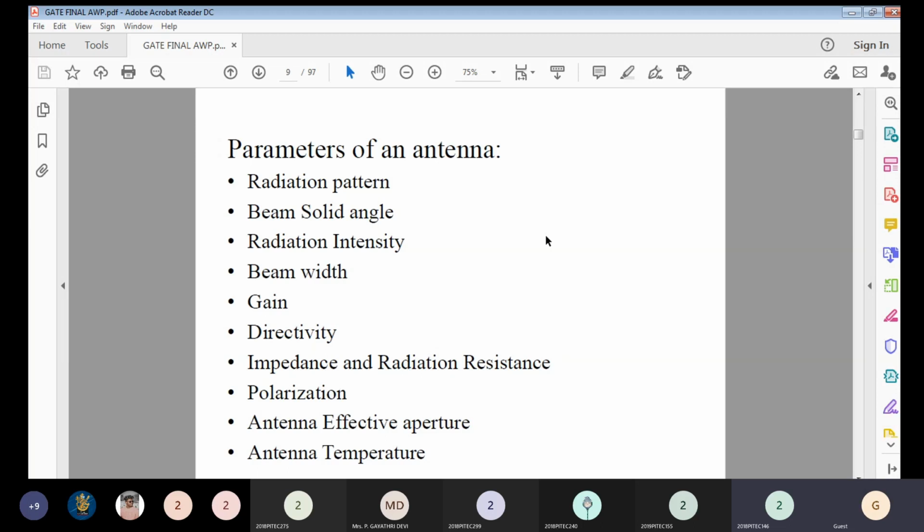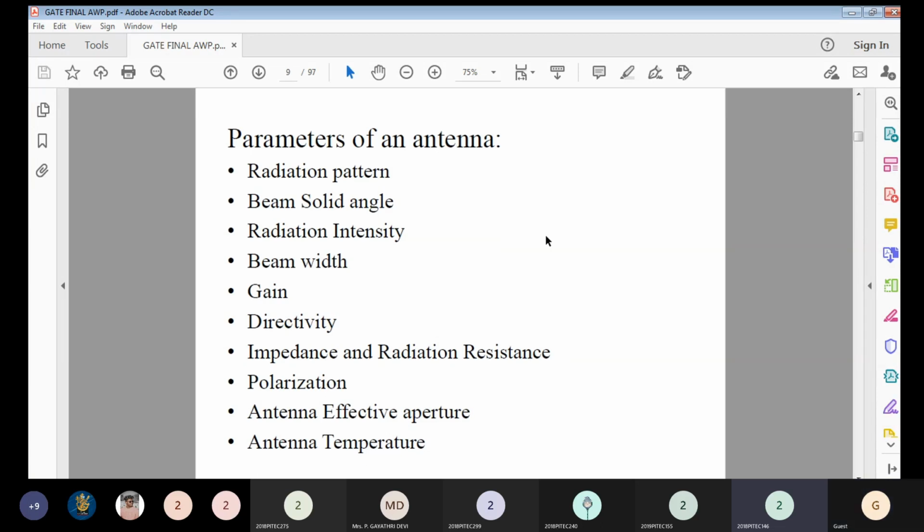Now we will see about them one by one, and for each one you should know the formula. Definitely you should keep the formula in your mind, so that if any question from GATE or any other exam arises, you can get the proper answer. If the formula is correct, you are going to get the proper answer. That's about the parameters of antenna.